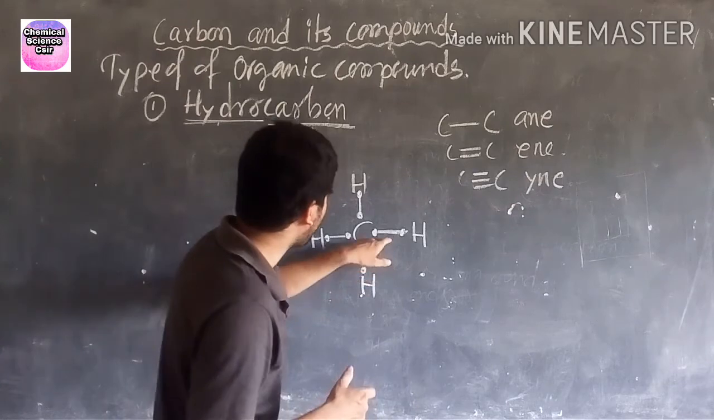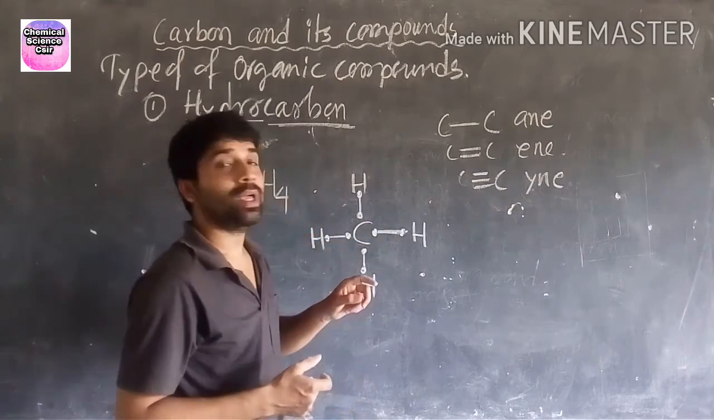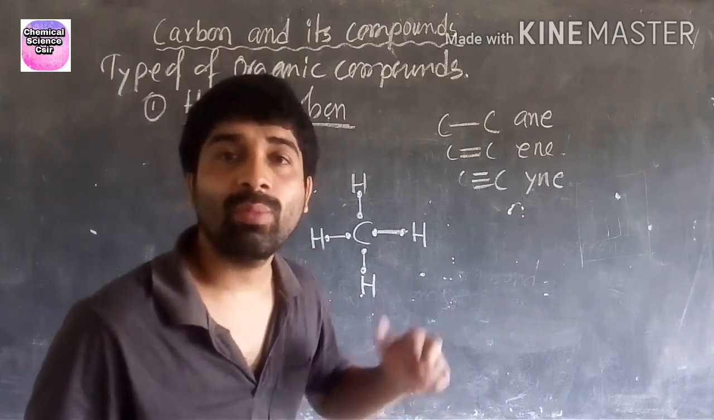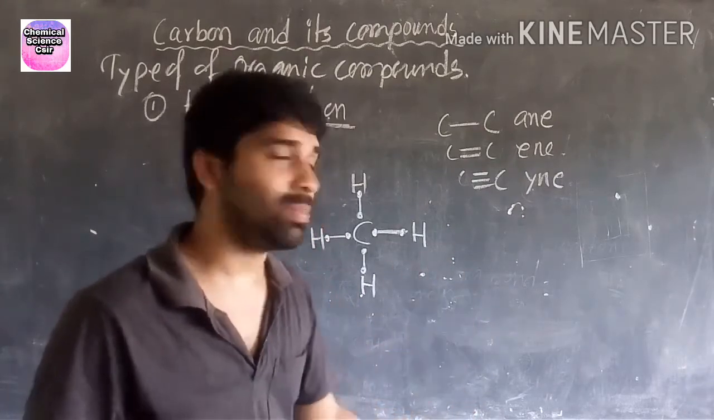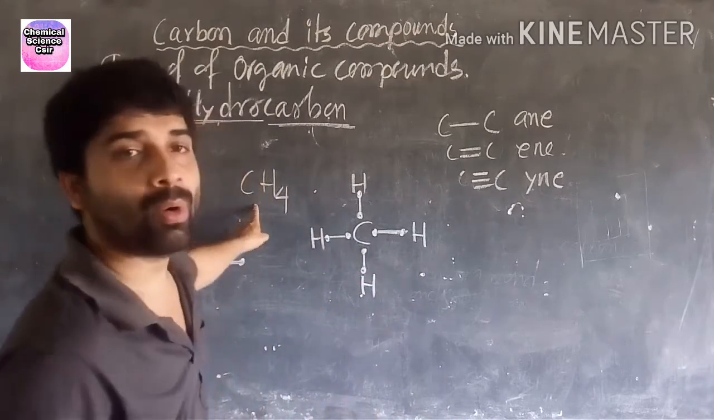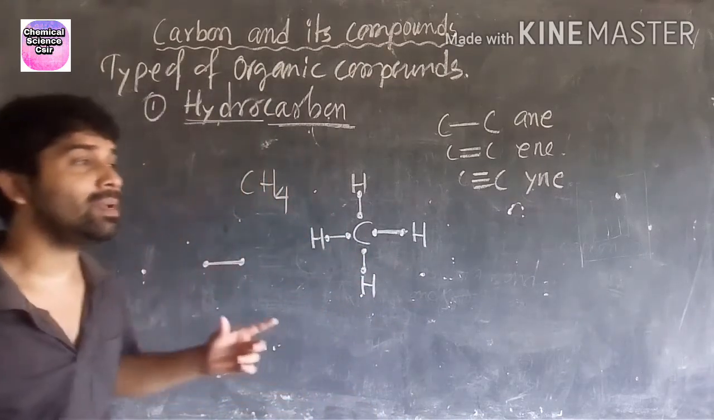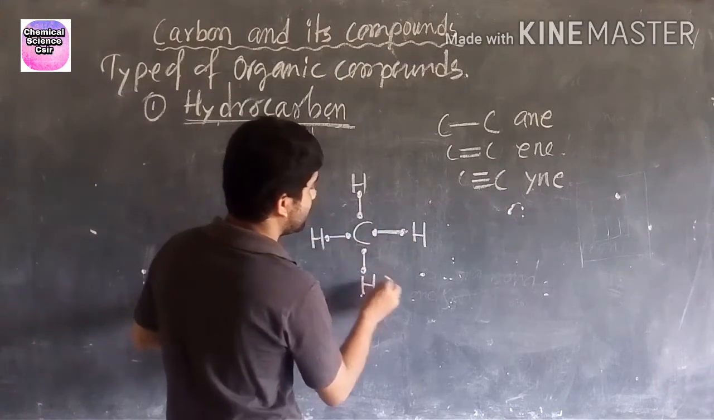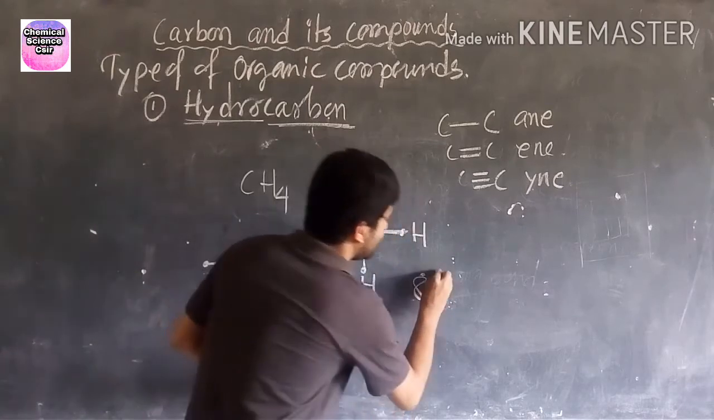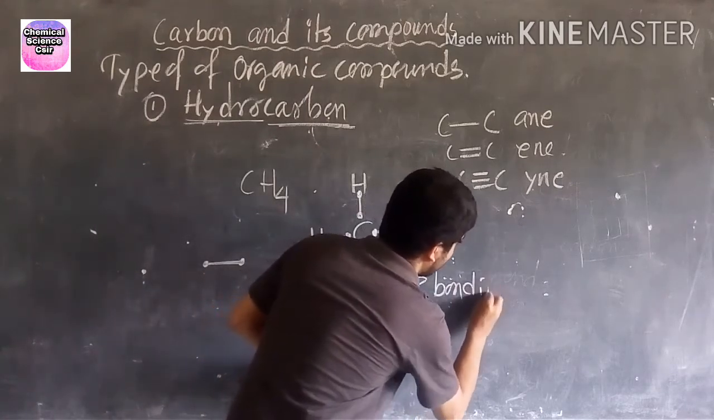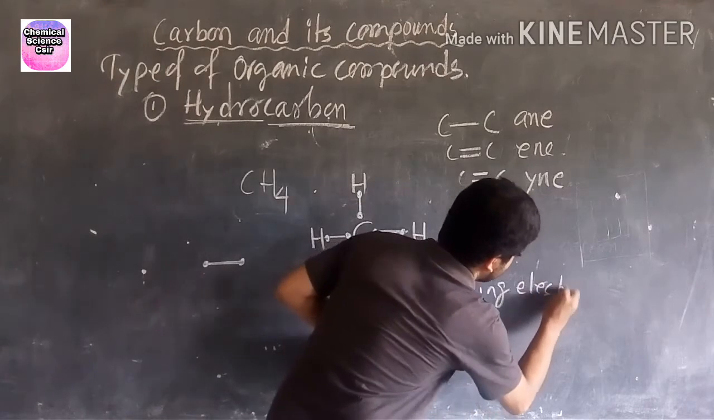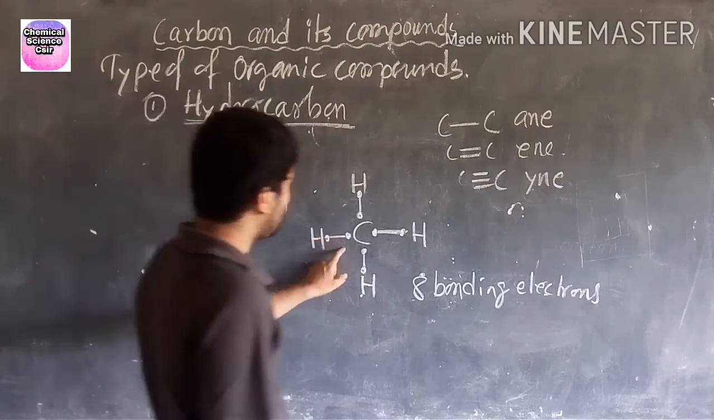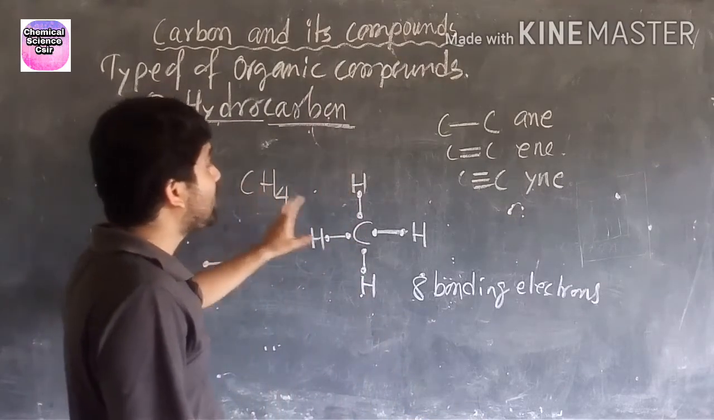So how many single bonds? 1, 2, 3, 4. Then 4 single bonds, that means 4 bonds. How many bonding electrons are present in this compound? 1, 2, 3, 4, 5, 6, 7, 8. So 8 bonding electrons are present. So this one is methane.